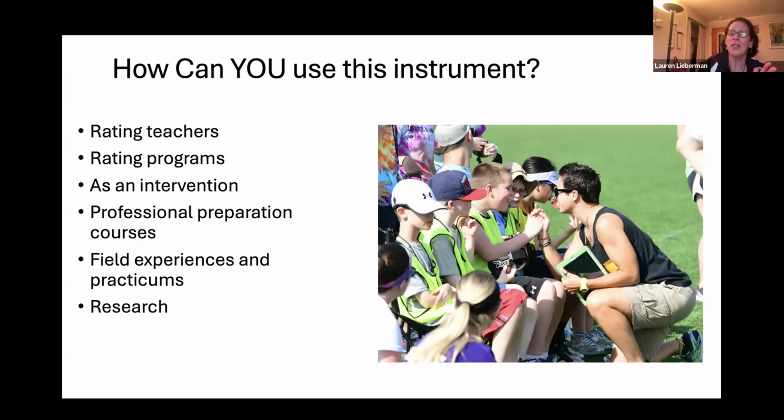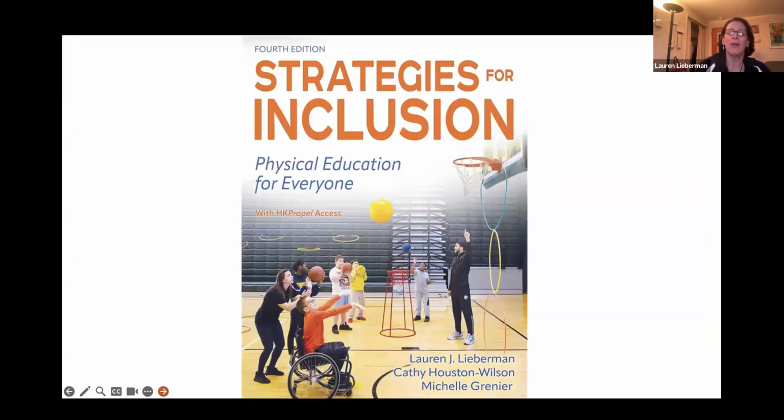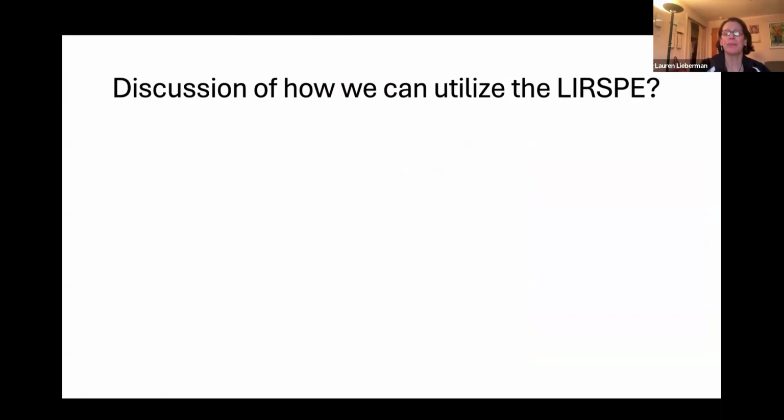And then luckily, we can also use this for research. As people take the LIRSPE on the PE Inclusion Solutions site, we're taking these anonymous results and we're going to see what are the hardest areas for teachers in the US and how can we help them? So these are just some ways to use the LIRSPE tool. There's also, in our Strategies for Inclusion fourth edition, a whole chapter on the LIRSPE and how to use it. If that's something that interests you, this is from Human Kinetics.